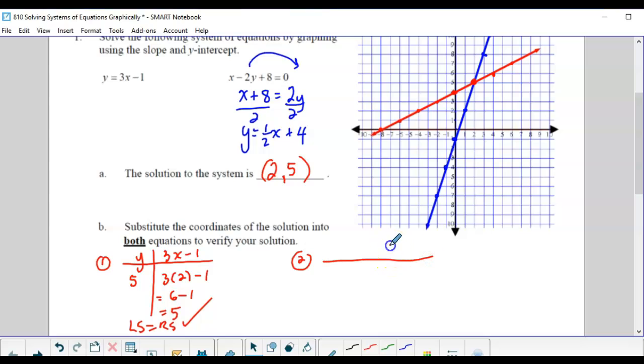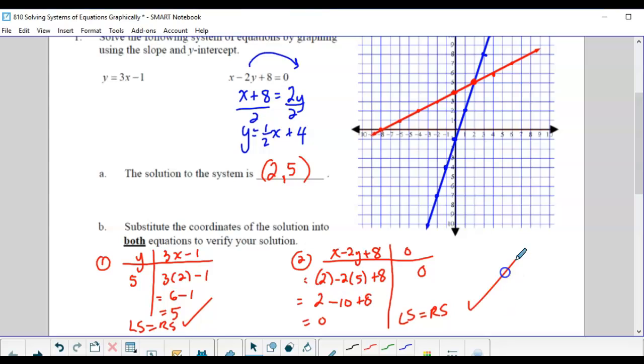Next one, I go back to, sorry about the squiggly lines, the original equation, because maybe you made a mistake in solving for y. So this is a good way to check. Use your original form of the equation. My x value is 2, my y value is 5, the right side is 0, right? So that's going to be 2 minus 10 plus 8, that's 0. Okay, so it satisfies both equations.